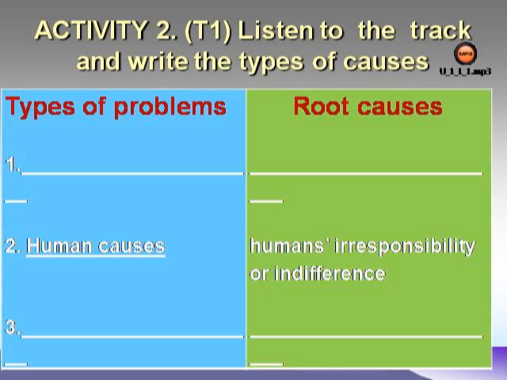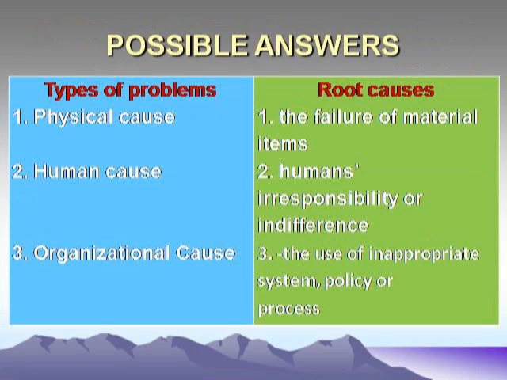So let's check your answers if you have finished. The first one, physical cause, and the root cause is the failure of material items. The second one is given, human cause, and the root cause is humans' irresponsibility or indifference. And the third one is organizational cause, the use of inappropriate system, policy, or process. So we have talked about three types of problems.